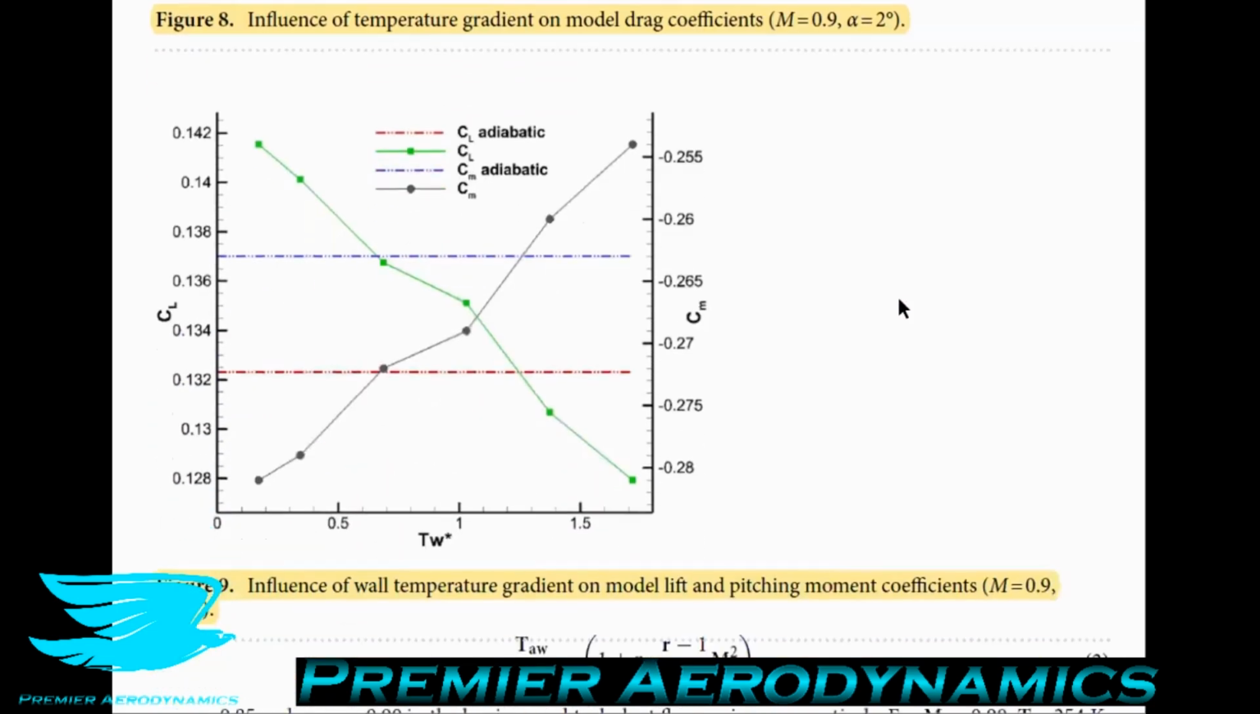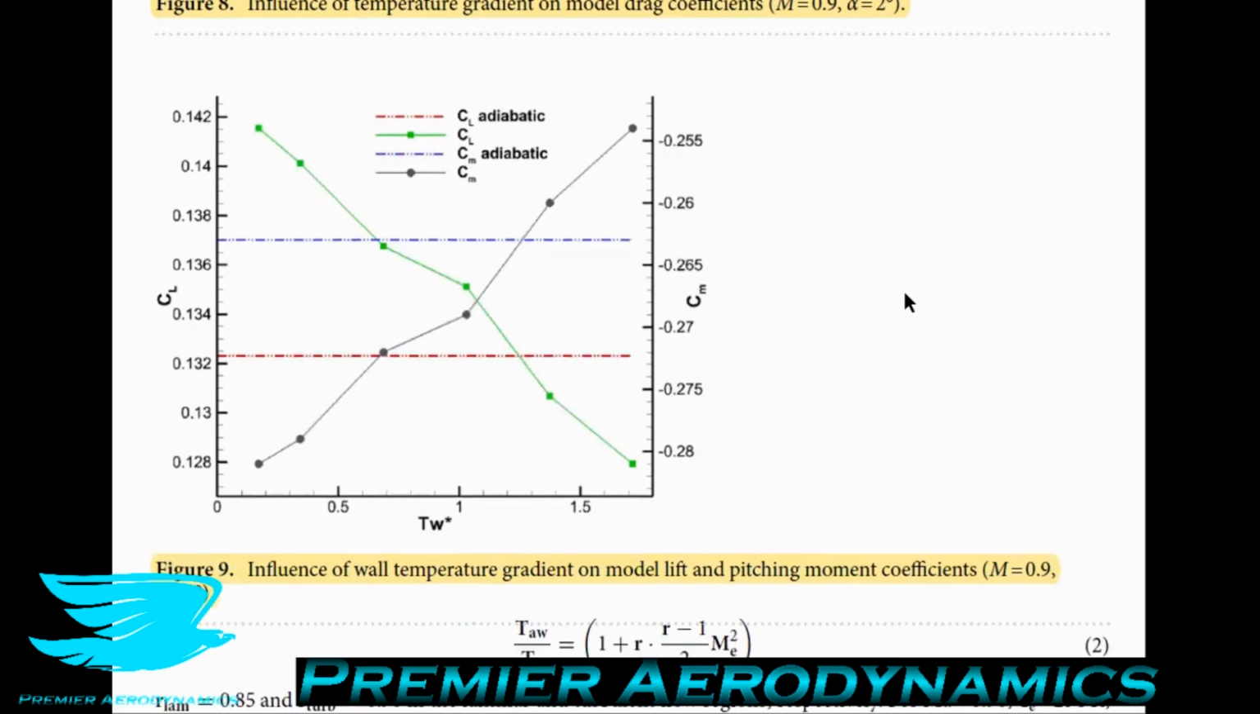So moving on to figure 9 now, which shows the influence of the wall temperature gradient on the model lift and the pitching moment coefficients at an angle of attack of 2 degrees and a Mach number of 0.9. They say figure 9 shows the influence of the wall temperature gradient on the lift and pitching coefficients of the entire aircraft. With the increase of wall temperature, the lift and pitching moments varied approximately linearly. When you increase the temperature gradient, the lift coefficient decreased linearly, but the moment coefficient increased linearly, the opposite directions.